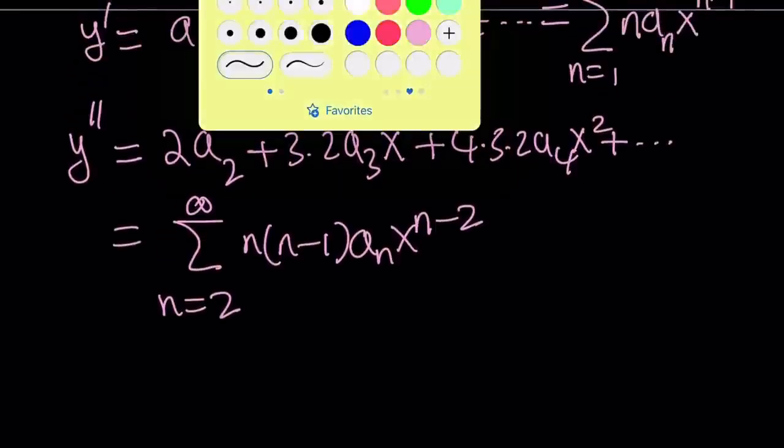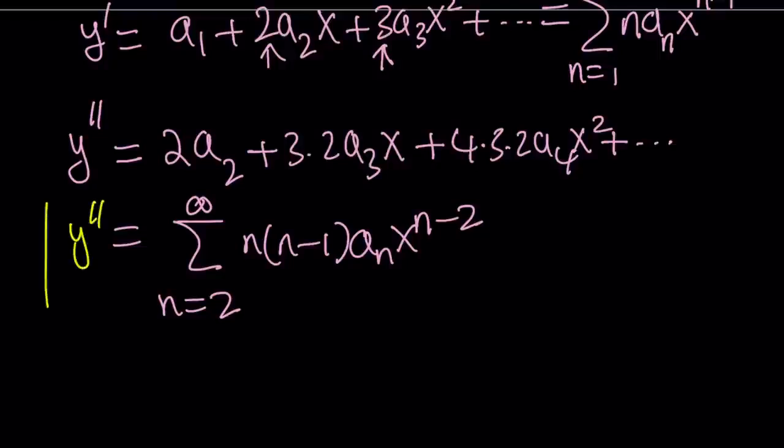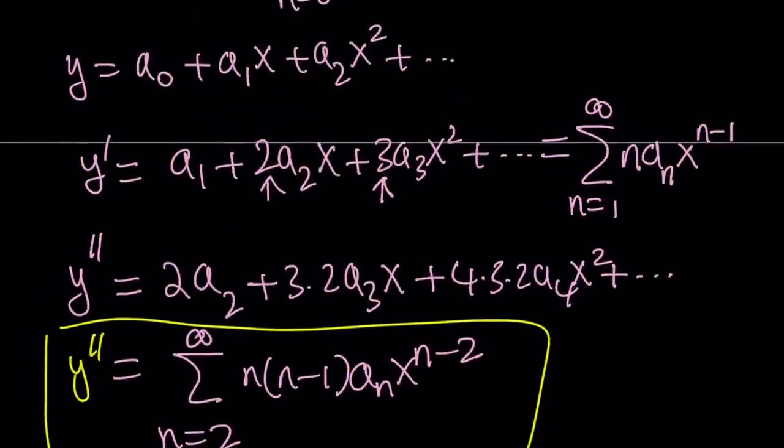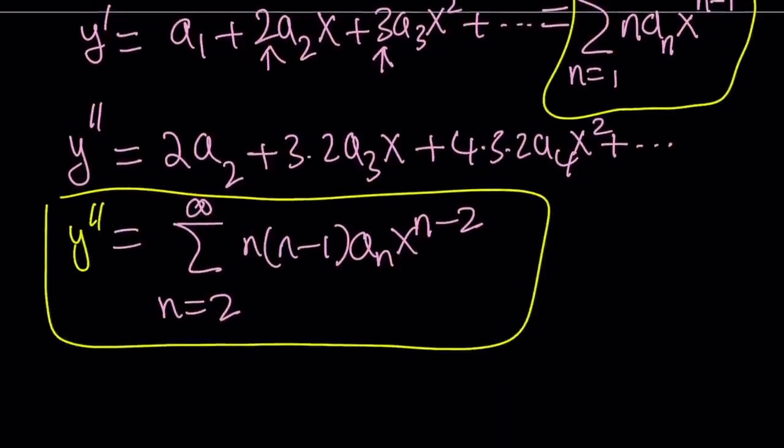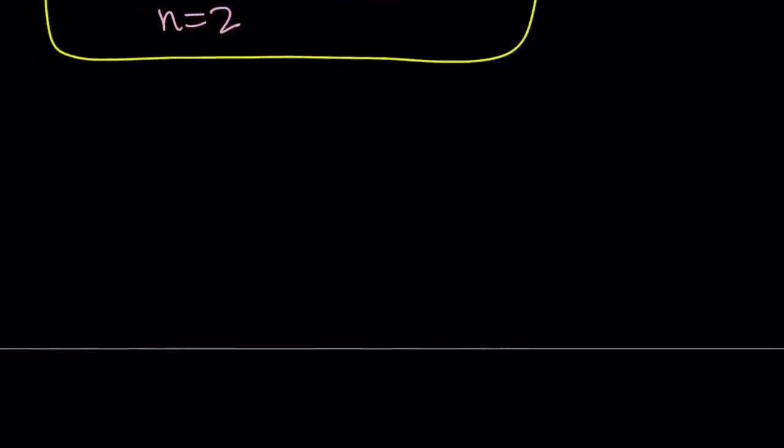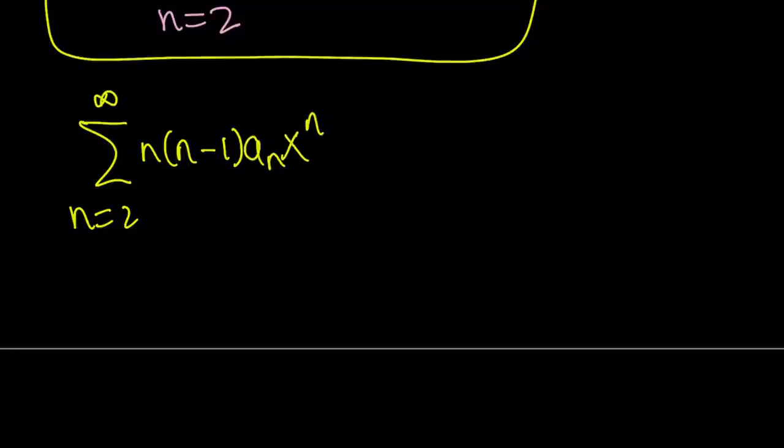Let's see what we have so far. This is y double prime, and I have y prime. Okay, great. So I'm going to use the summation symbols for now because it's easier. So this is y prime and this is y double prime. So let's go ahead and put them together because they're equal. So we can now set them equal to each other: the sum from n equals 2 to infinity of n times n minus 1 times a sub n, x to the power n minus 2, is equal to the sum from n equals 1 to infinity of n times a sub n, x to the power n minus 1.